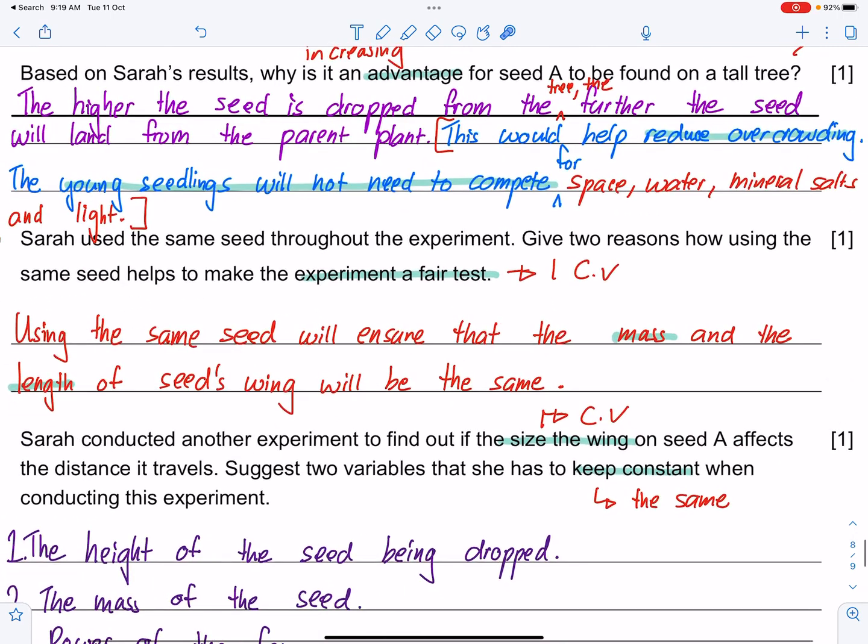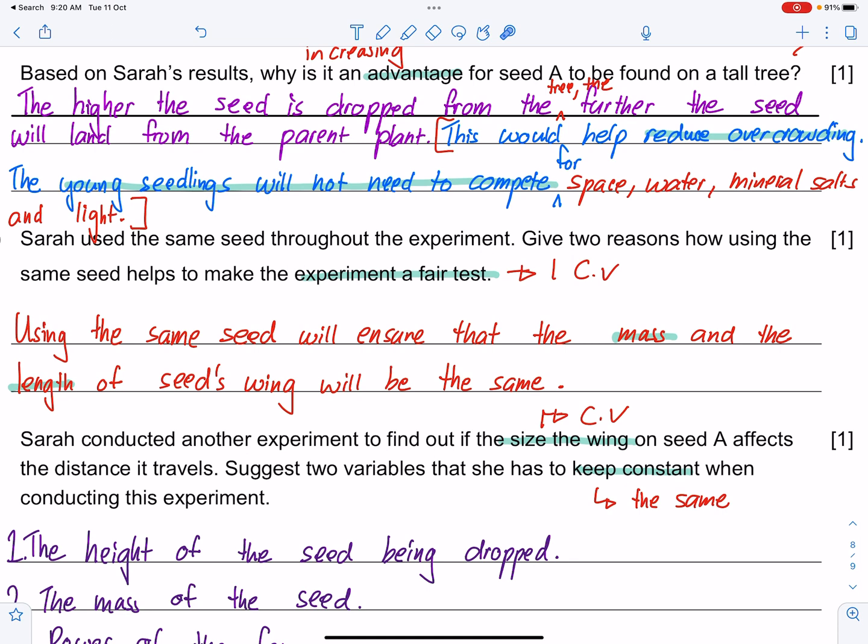Next, Sarah used the same seed throughout the experiment. Give two reasons how using the same seeds makes the experiment a fair test. So remember yesterday I talked about fair test, and I said the way to know what to answer is to flip the question around. What if you do not use the same seed? What will be affected? So the mass, so you think about it. If I don't use the same seed, okay, the distance that the seed will travel might change, which is your results, right? Why?